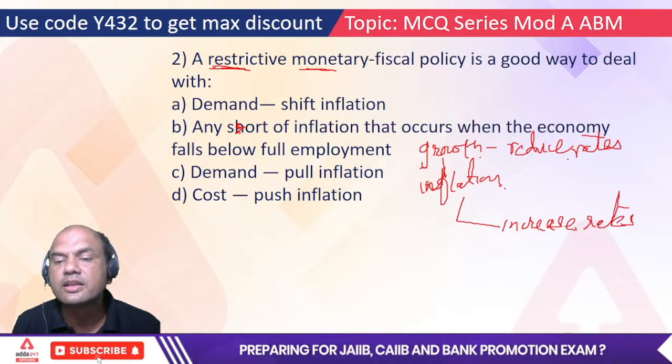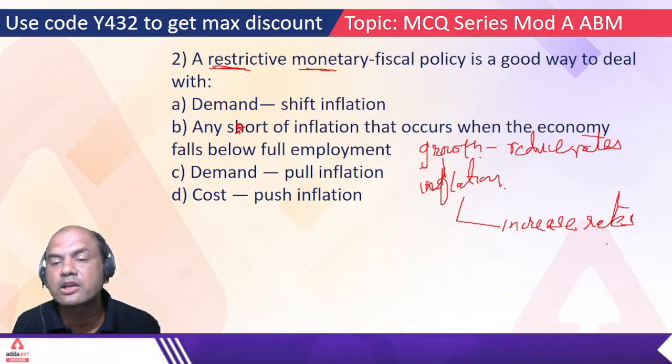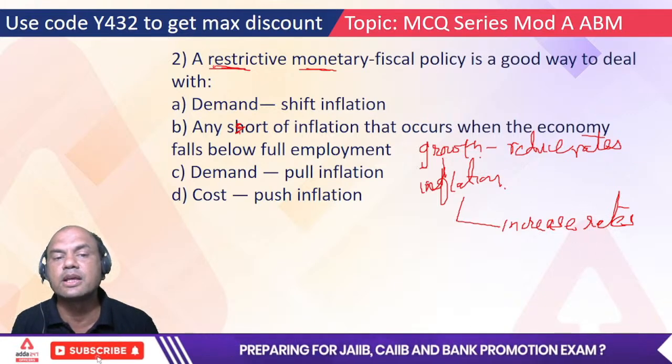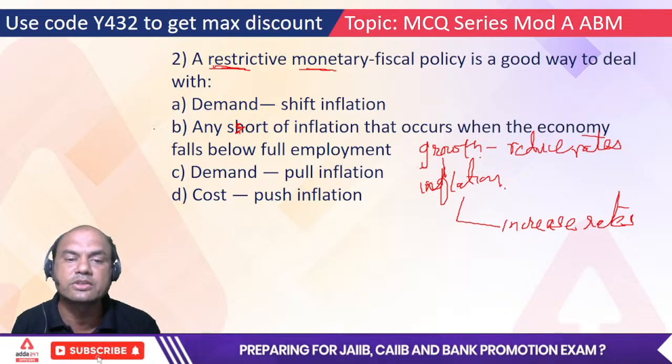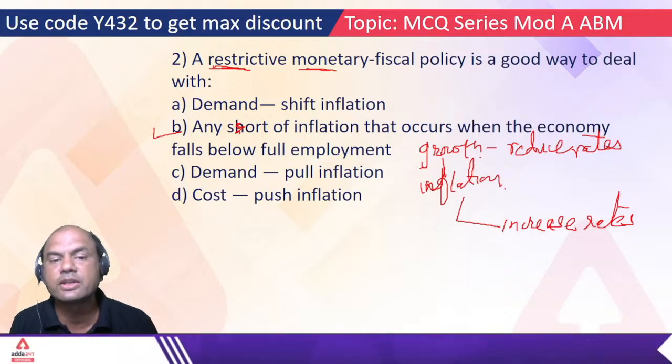Here, this is known as expansionary policy. This is known as contractionary policy. It's also called restrictive policy. So this is known as a restrictive policy. Any sort of inflation that occurs when the economy falls below full employment, so it deals basically with inflation.